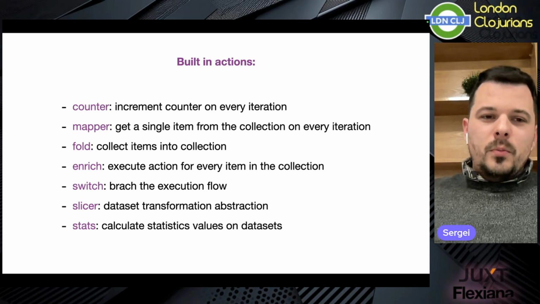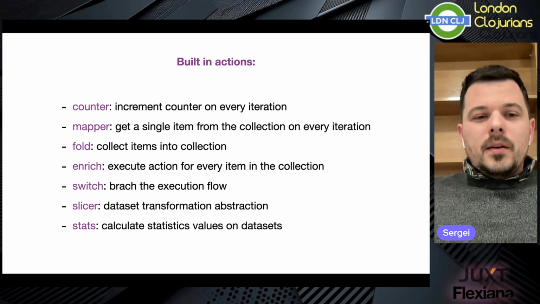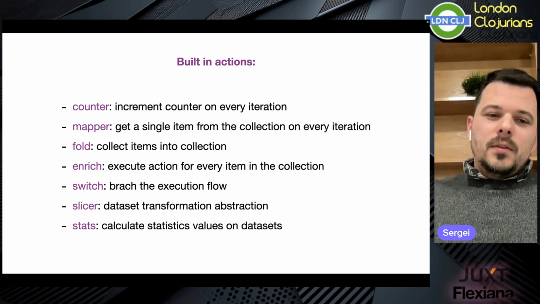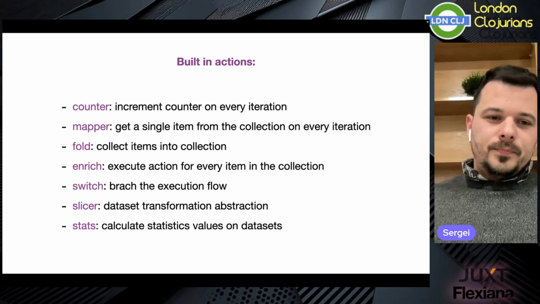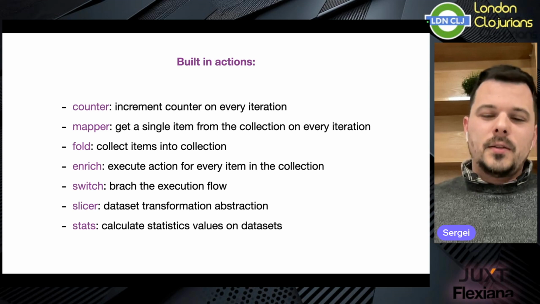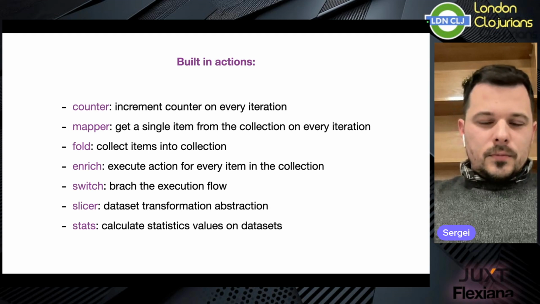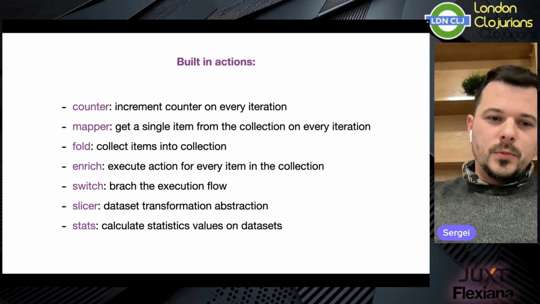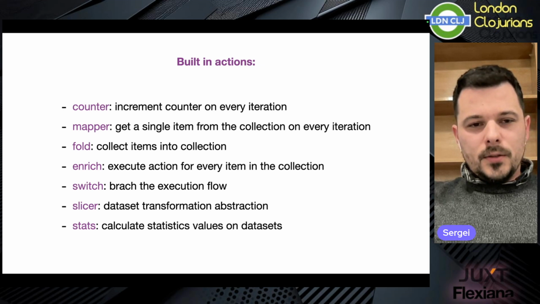Both of these actions, mapper and fold, can actually be combined under the next action, enrich. So you can feed a collection to the enrich action. It will iterate, perform actions, and enrich the data, and then it will use fold under the hood to collect all items back into a single sequence. So it is useful for data transformation, or when you need to get data about the same entities from different sources. So you can use these actions like mapper, fold, and enrich.